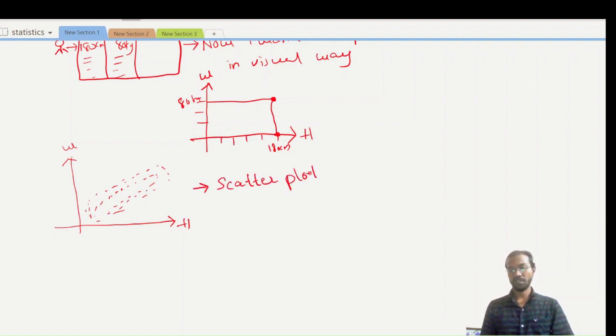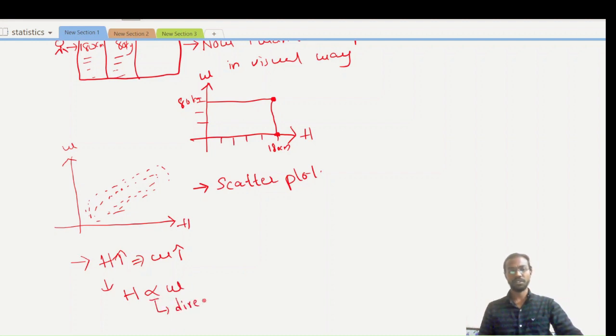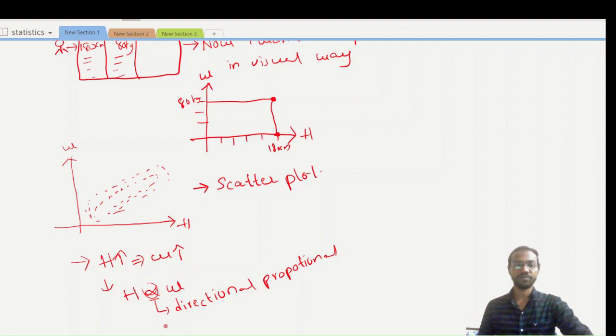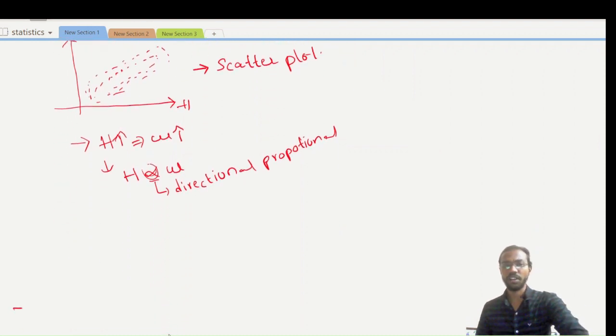When we observe this scatter plot, we see that the weight column changes when the height column changes. If the height column increases, the weight column automatically increases. This means the height is directly proportional to the weight. This plot shows that the height is directly proportional to the weight.